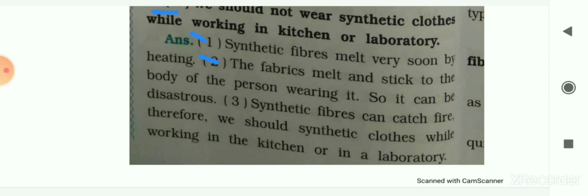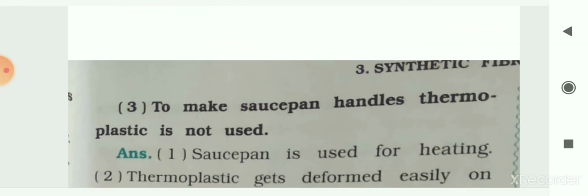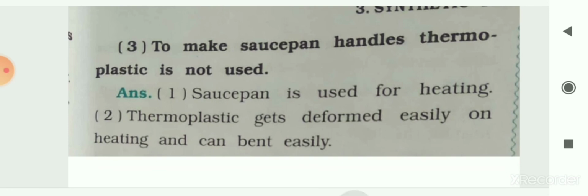This is the reason why we should not wear the synthetic clothes while working in the kitchen, while cooking, or in the laboratory. Next is the third one: to make saucepan handles, thermoplastic is not used. So why is thermoplastic not used to make the saucepan handles?